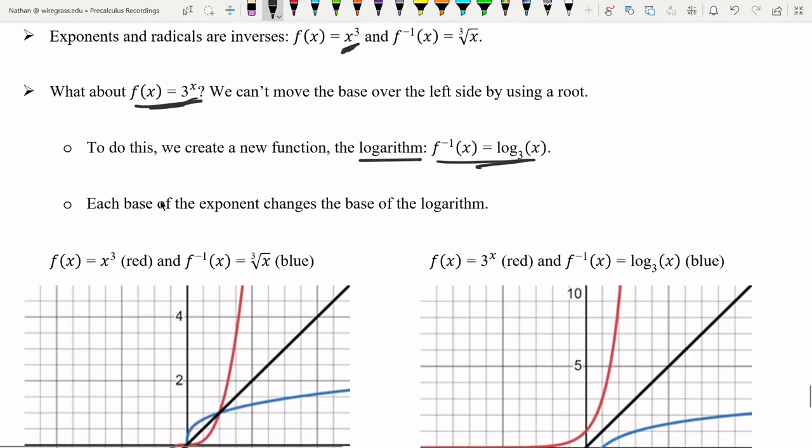Now, each base of the exponent changes the base of the logarithm. So you're actually going to get different functions. So for instance, 10 to the power of x is different than 3 to the x, as is log base 10 of x and log base 3 of x.